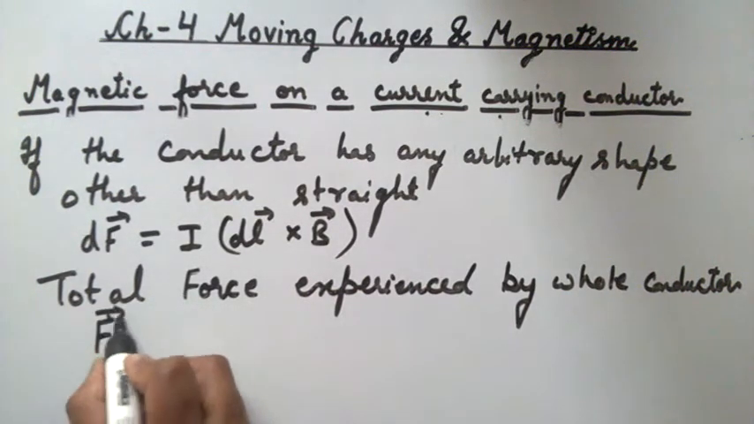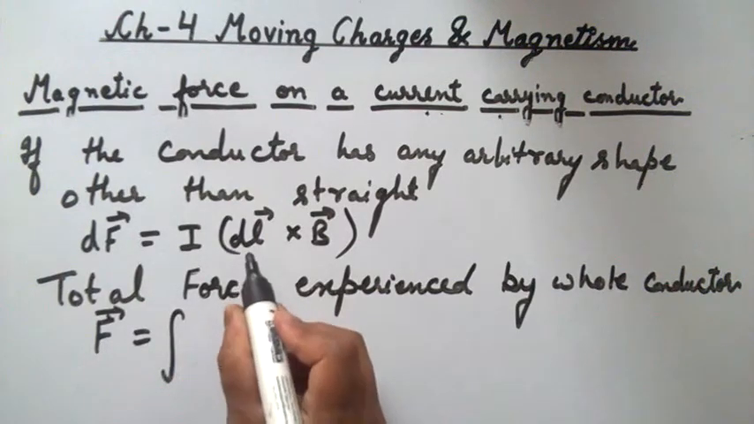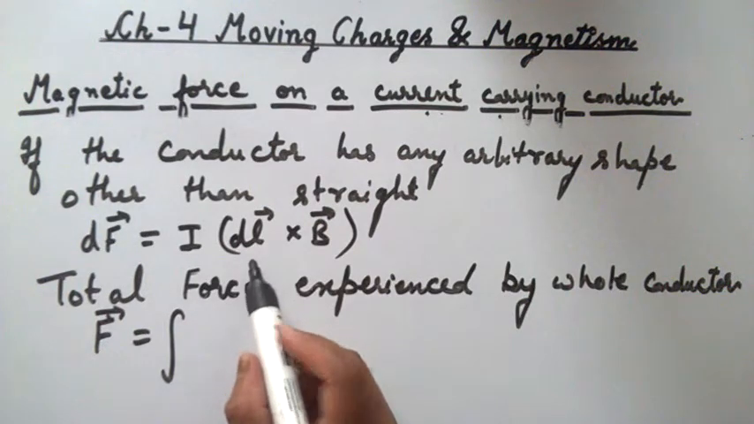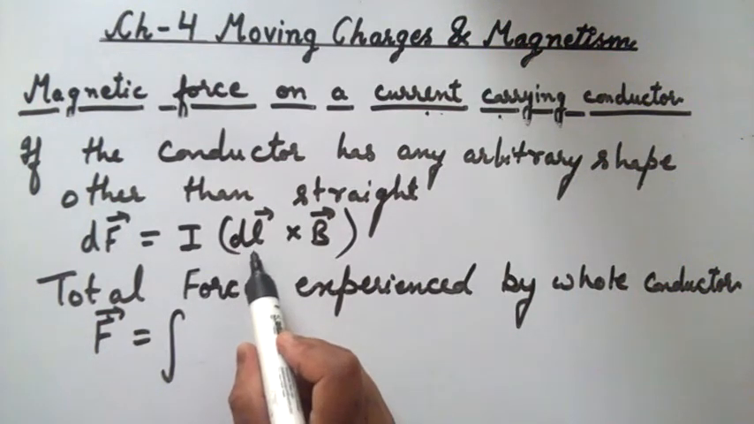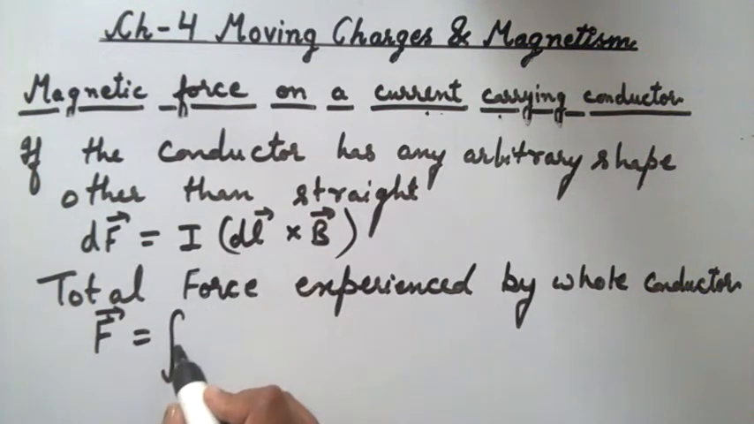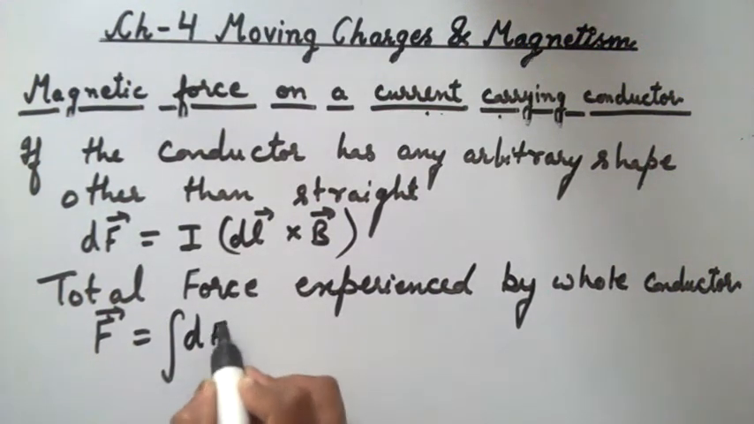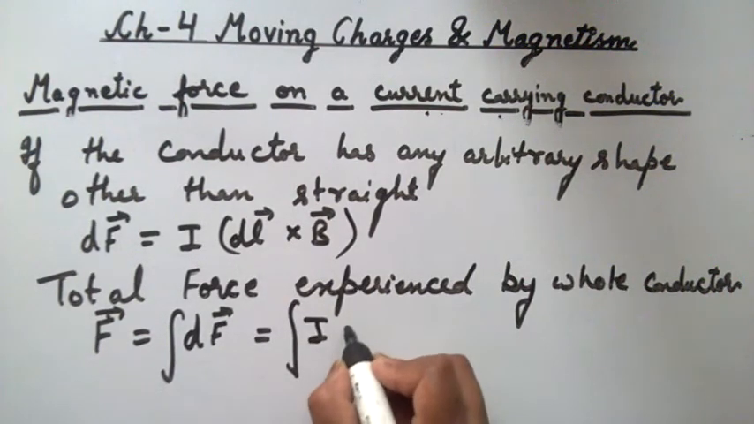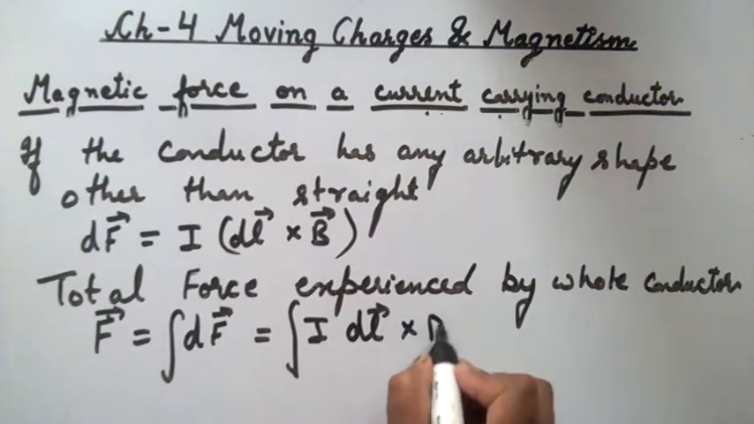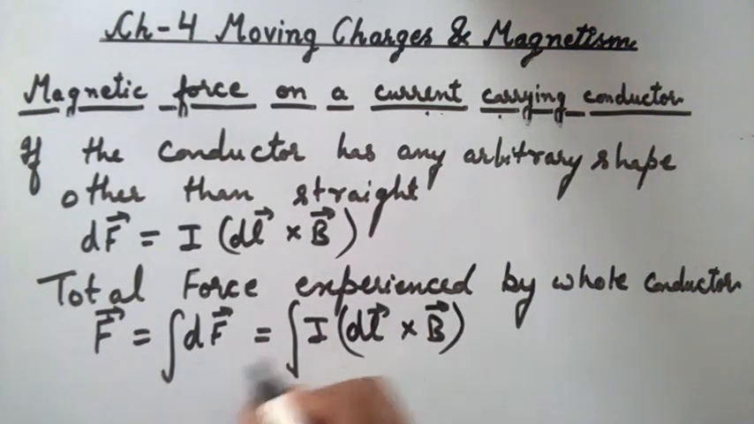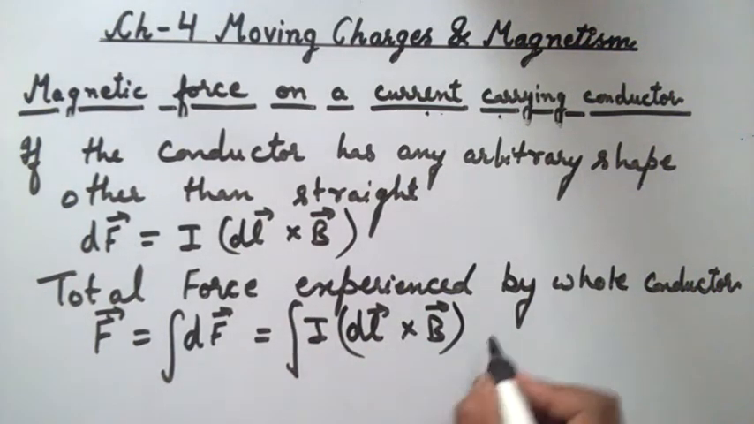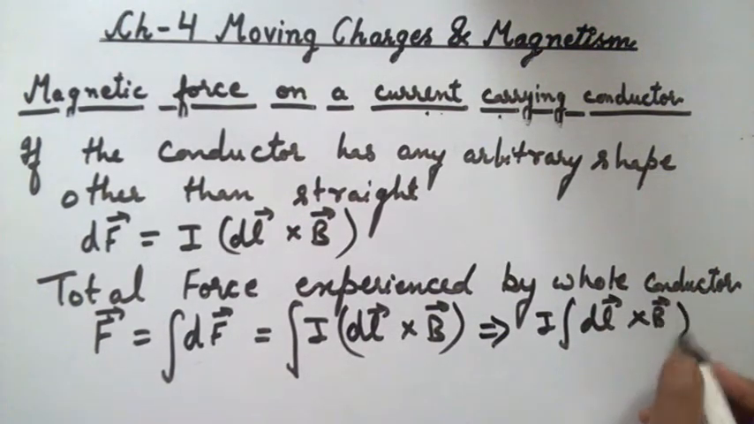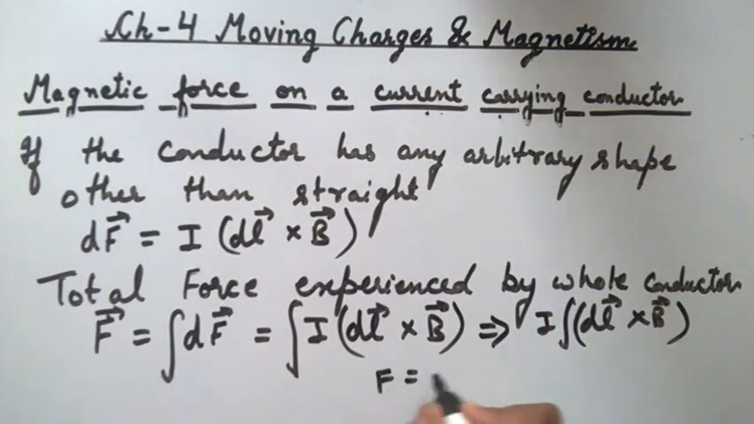If we are talking about a large number of small elements, if the number is fixed, then we can use summation. But if it is a large number of very small elements, then we will use integration. It is equal to the integration of I dl cross B vector. Here I is constant, so we can also write it in magnitude form. F is equal to BIL sin theta.